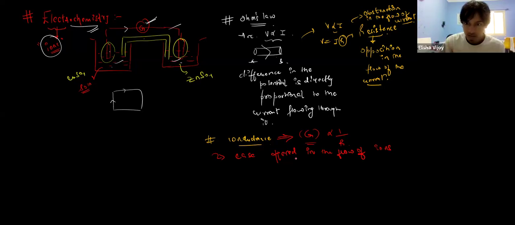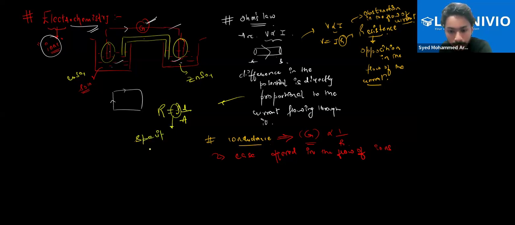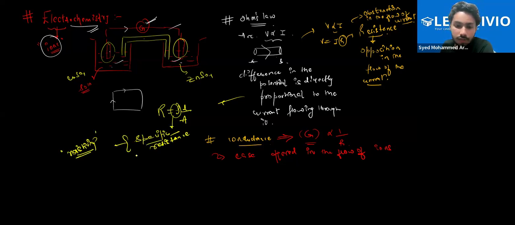Now the next thing, which is associated with the resistance, is your resistivity. Basically the formula for R would be rho L upon A. R equals rho L upon A. Here rho is my resistivity, or the specific resistance. Understood? It is resistivity, or I can say the specific resistance.